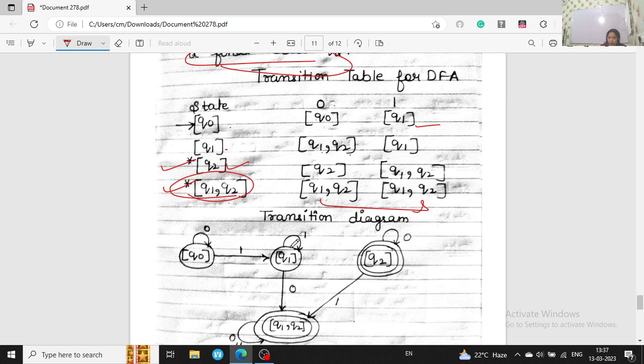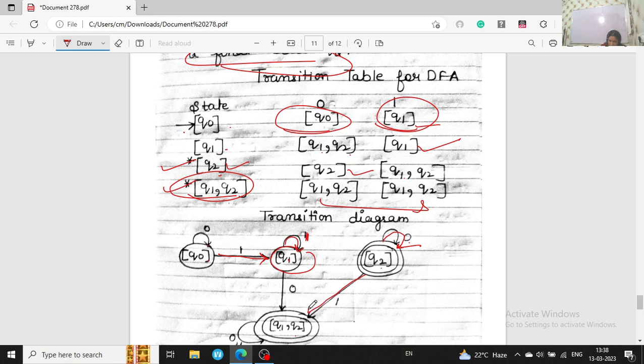Now the transition diagram. Take Q2, and it accepts 0 itself. Then draw the transition to Q1: it accepts 1 from Q0. Then again start from Q1; it accepts 1 itself, so that's why we draw this 1. Now Q2 star: here we take Q2 star. It will accept 0 itself. So that's why we made here Q1, Q2, a new state Q1, Q2.